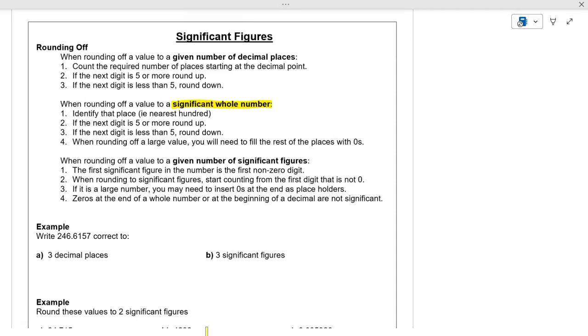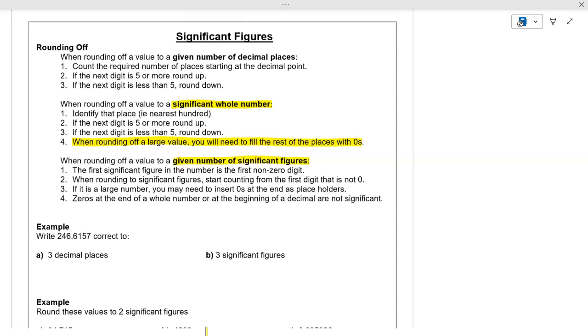But when rounding off a large value, we then fill the rest of the spaces with zeros. And because we do that, it keeps that place value. If we were to drop everything off, it's not going to hold the same place value. So if something is in the thousands or 10,000s, and we round it to 2 significant figures, well, that brings it down to something in the tens, which is not what we're after. It's still a figure in the thousands.